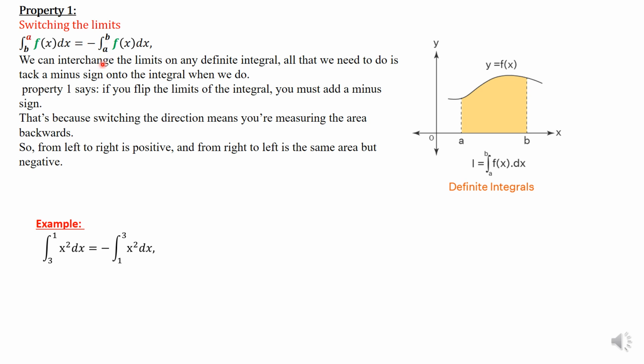So what does the property say? It says if you flip the limits of the integral, you must add a minus sign. Why? Because switching the direction means you are measuring the area backward, from b to a. So you have to tack on a minus sign. From left to right it is positive, and from right to left it's the same area but negative. Example, the area under the parabola x squared from 3 to 1 is equal to minus the area of the same function from 1 to 3.